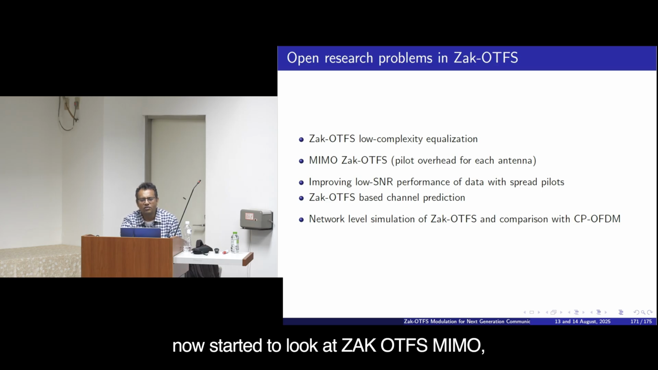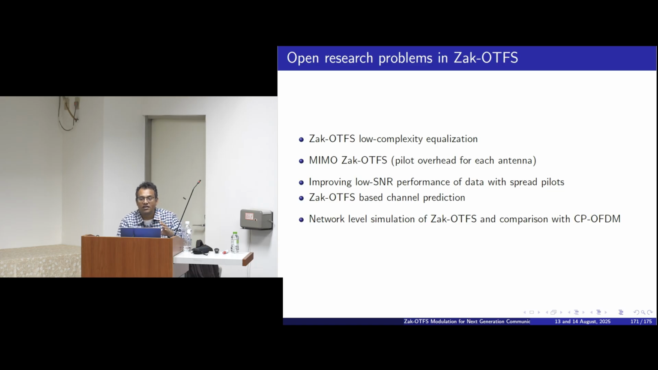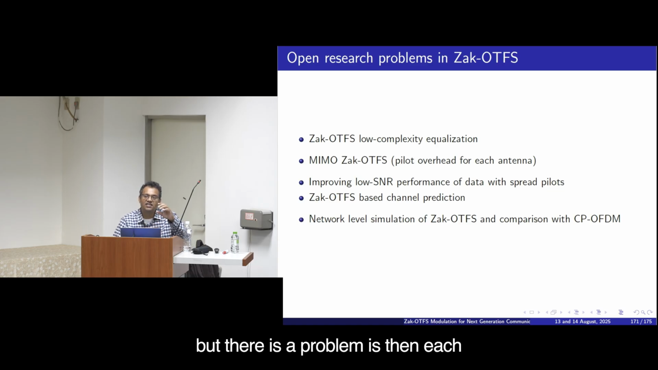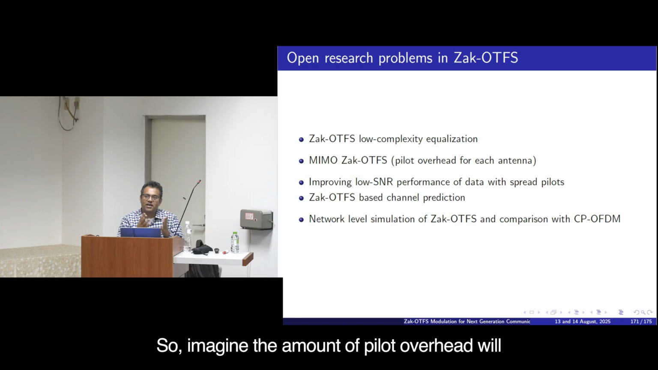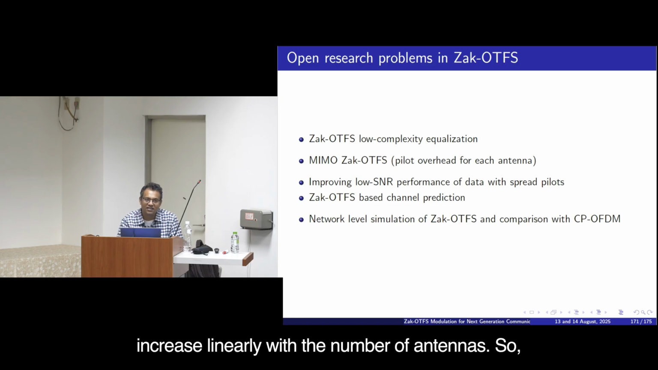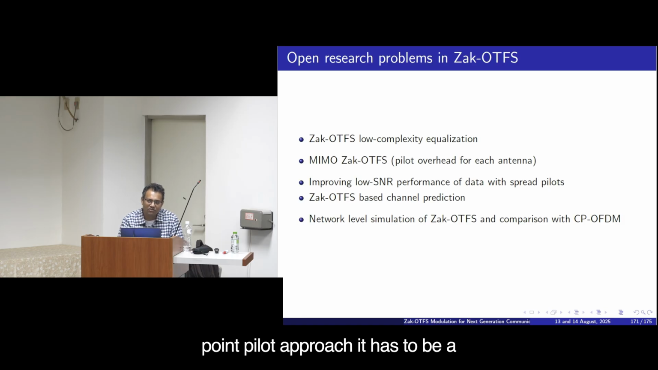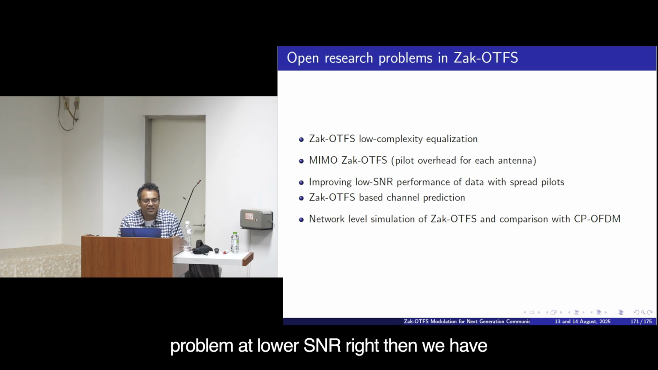There are people who have now started to look at ZAC OTFS MIMO, but there the problem is that each antenna has to send a different pilot. So imagine the amount of pilot overhead will increase linearly with the number of antennas. You cannot use that point pilot approach, it has to be a spread pilot, but then spread pilot has a problem at lower SNR.